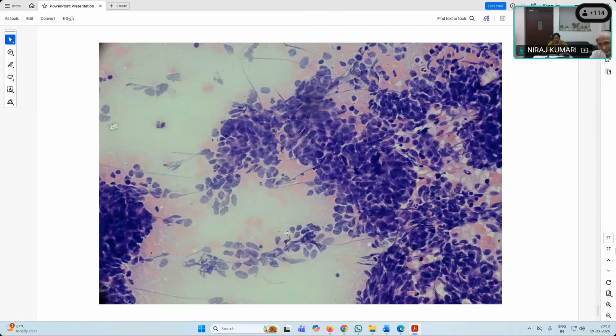And if lymphoma is a differential diagnosis, what IHC would you do to rule out or rule in? CD45. Okay. So you would at least put one IHC marker to broadly categorize whether it's epithelial or lymphomatous. Okay. Anybody else? Any other question?